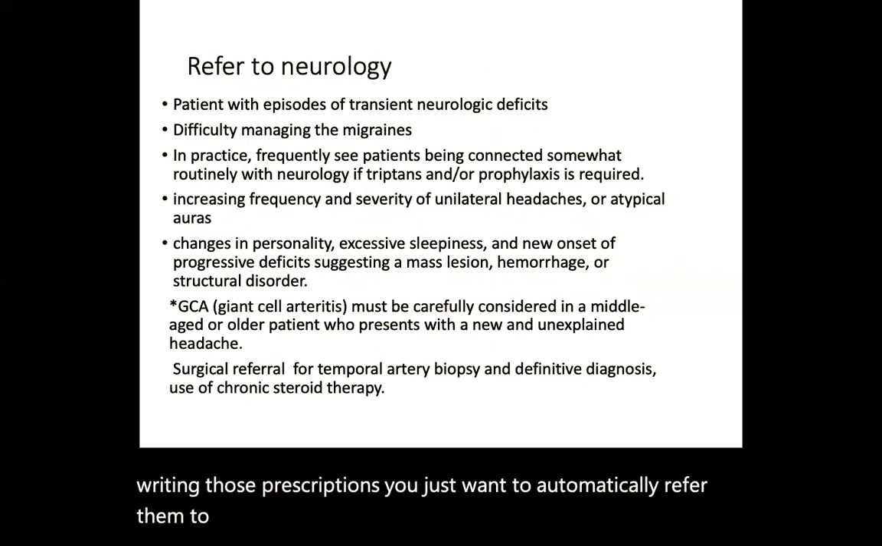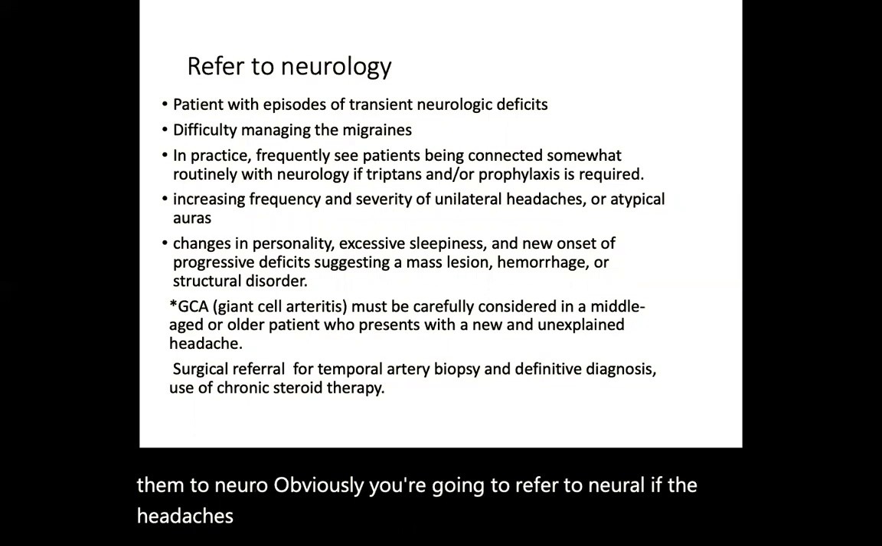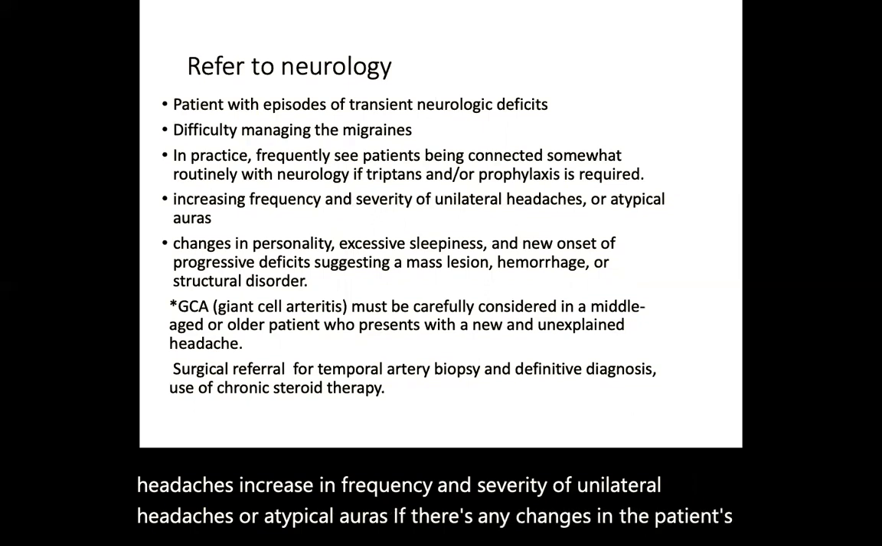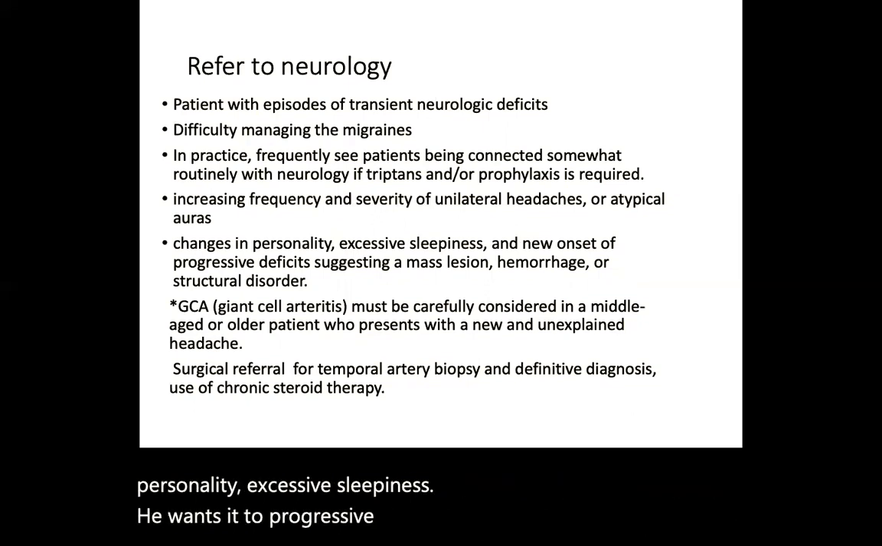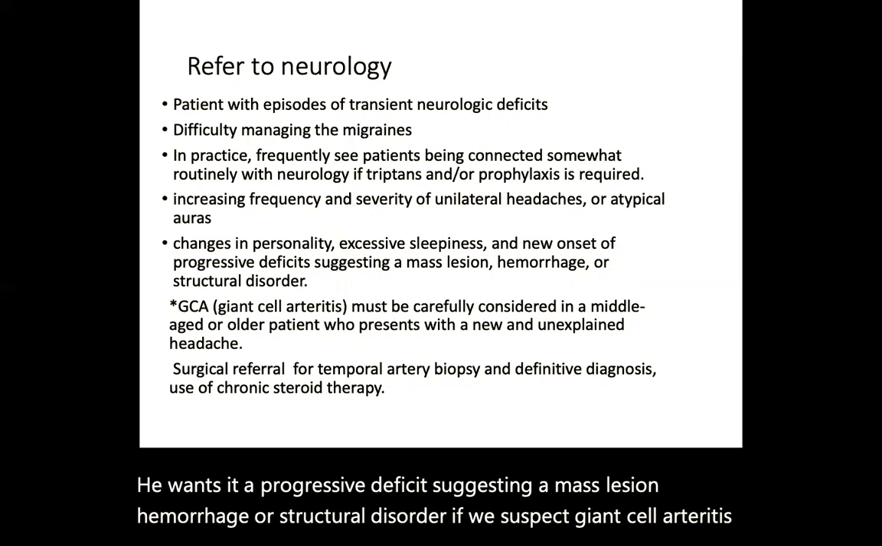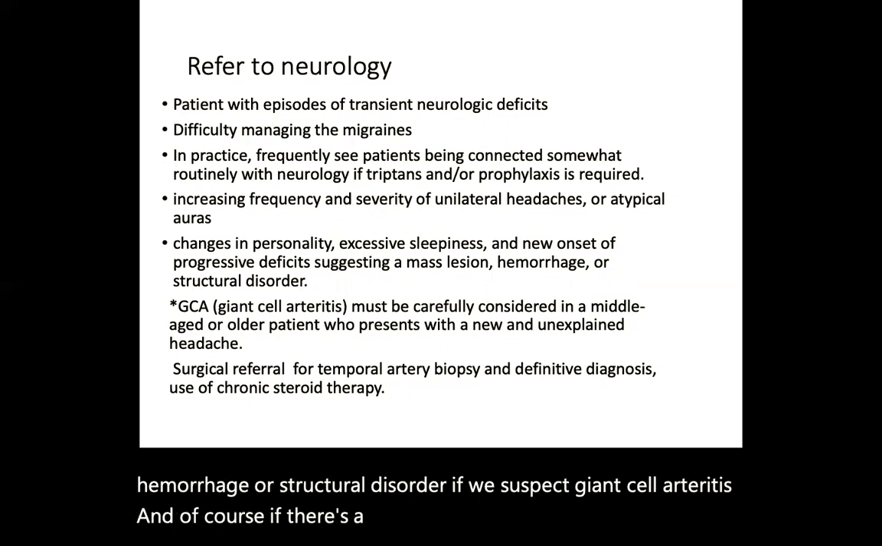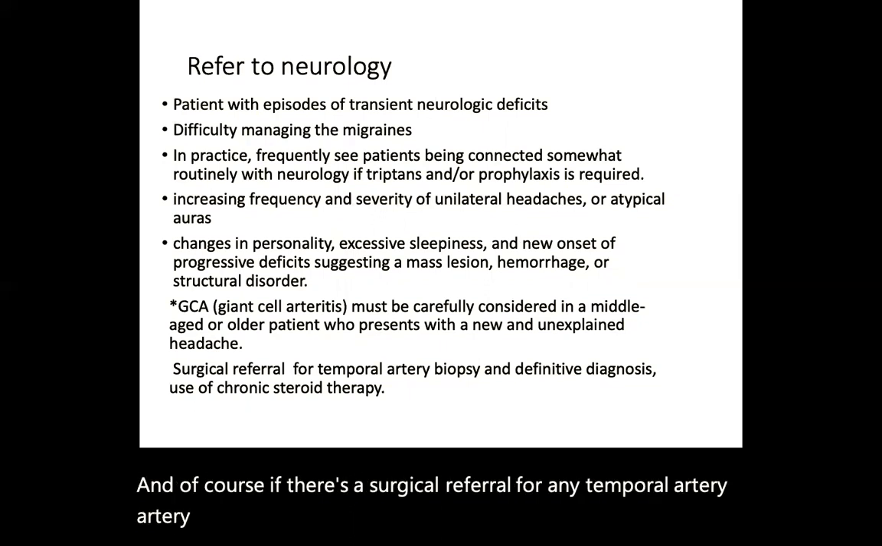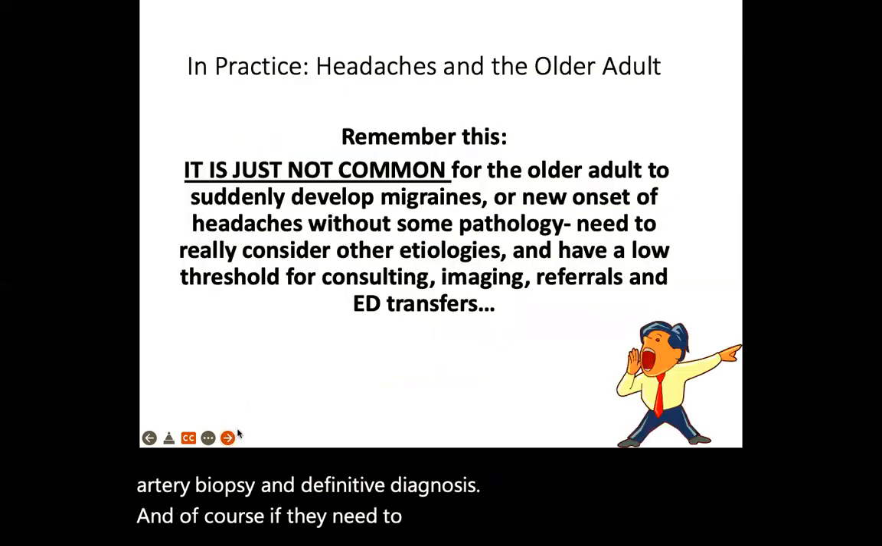Obviously, you're going to refer to neuro if the headaches increase in frequency and severity, unilateral headaches, or atypical auras. If there's any change in the patient's personality, excessive sleepiness, new onset of progressive deficit suggesting a mass lesion, hemorrhage, or structural disorder. If we suspect giant cell arteritis, and of course, if there's a surgical referral for a temporal artery biopsy and definitive diagnosis. And of course, if they need chronic steroid therapy.